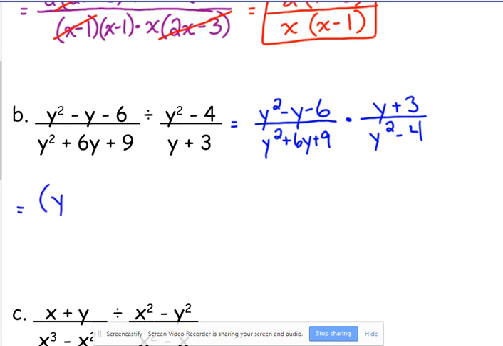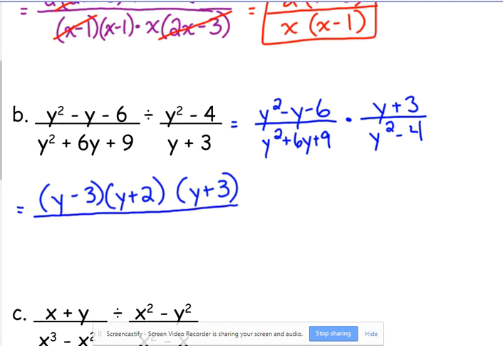Okay, so first one, y minus 3 times y plus 2. Second numerator, nothing to factor because it's a linear factor already. First denominator, y plus 3 times y plus 3. Second denominator, y plus 2 times y minus 2.